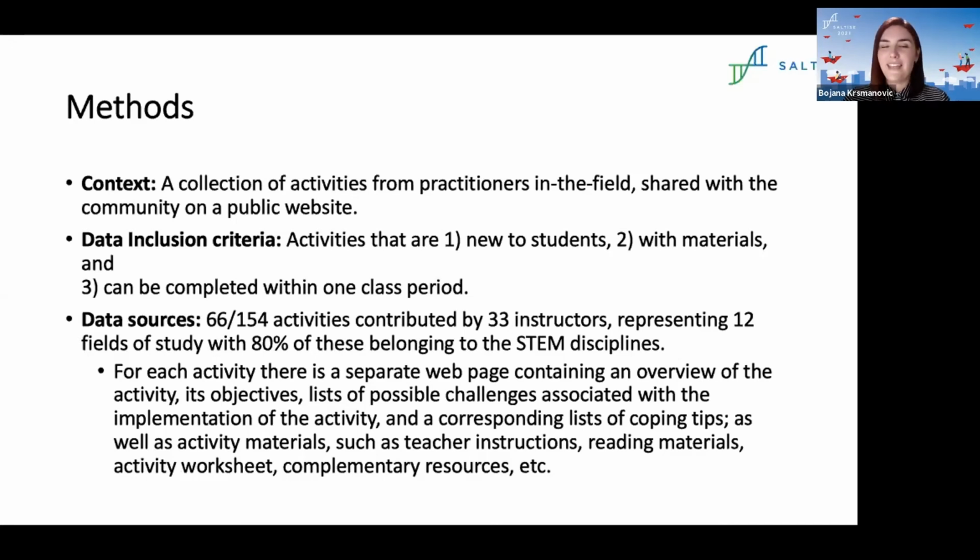Perfect, thank you. As for data sources, 66 out of 154 activities were contributed by 33 instructors, representing 12 fields of study, with 80% of these belonging to the STEM disciplines. Each learning activity is described on a separate web page containing an overview of the activity, its objectives, lists of possible challenges associated with the implementation of the activity, and a corresponding list of coping tips. Some activities also come with activity materials, which were available to the public as downloadable files. Examples include teacher instructions, scans of readings, activity worksheets, etc.